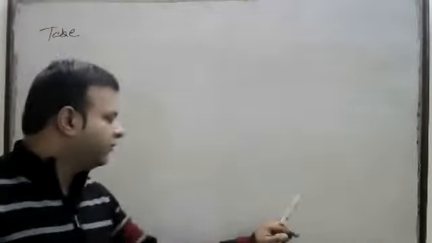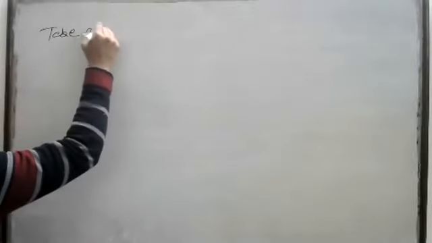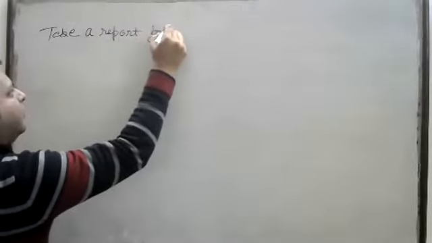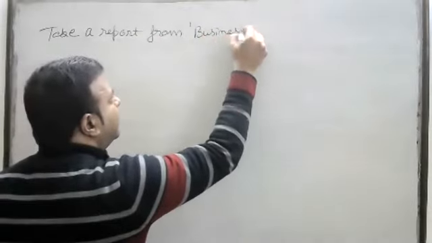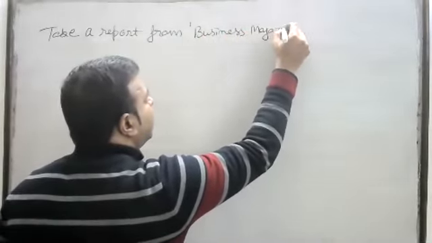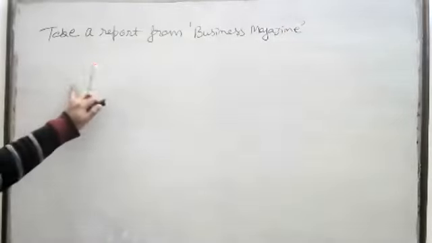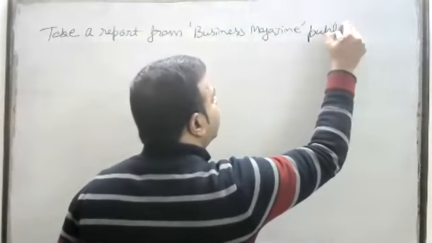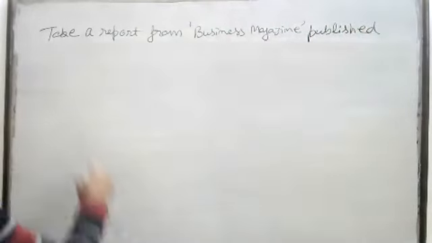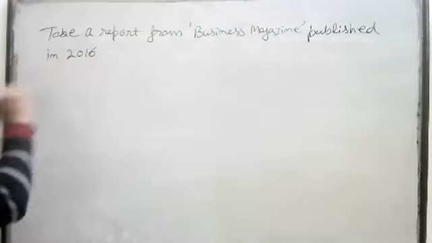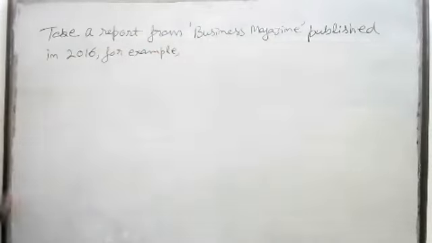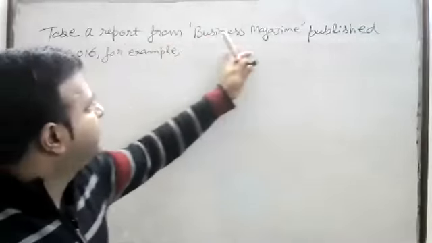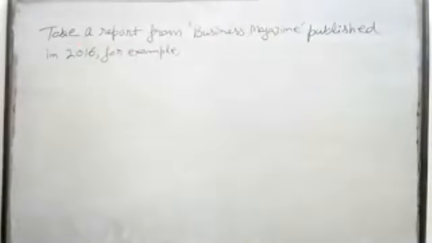Now let's start. This is after the full stop, the one where we finished, right? So take a report from, let's give out any name, business magazine, right? Take a report from business magazine. We need to be specific, okay? Published in 2016, right? So for example, now what happened in this report? So take a report from business magazine published in 2016, for example, right?